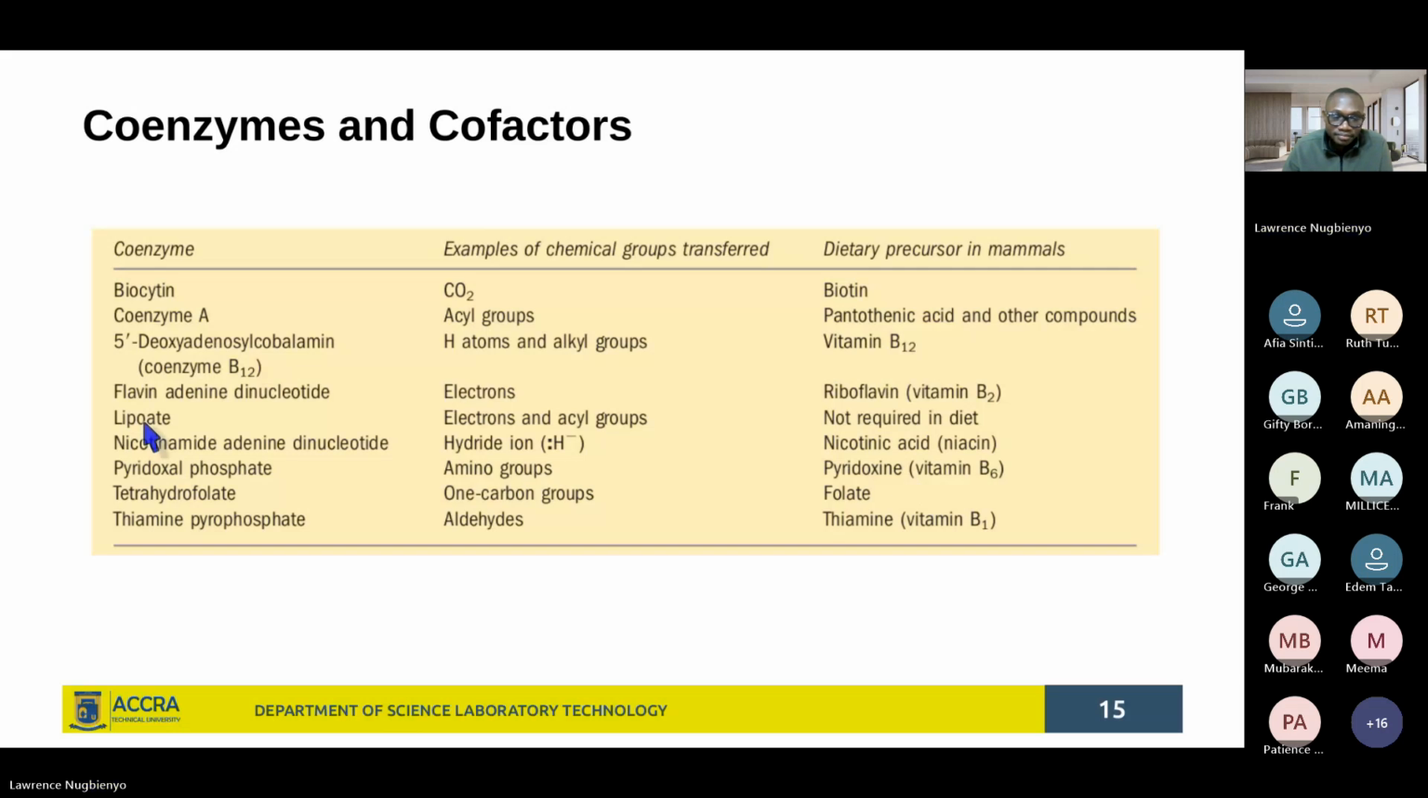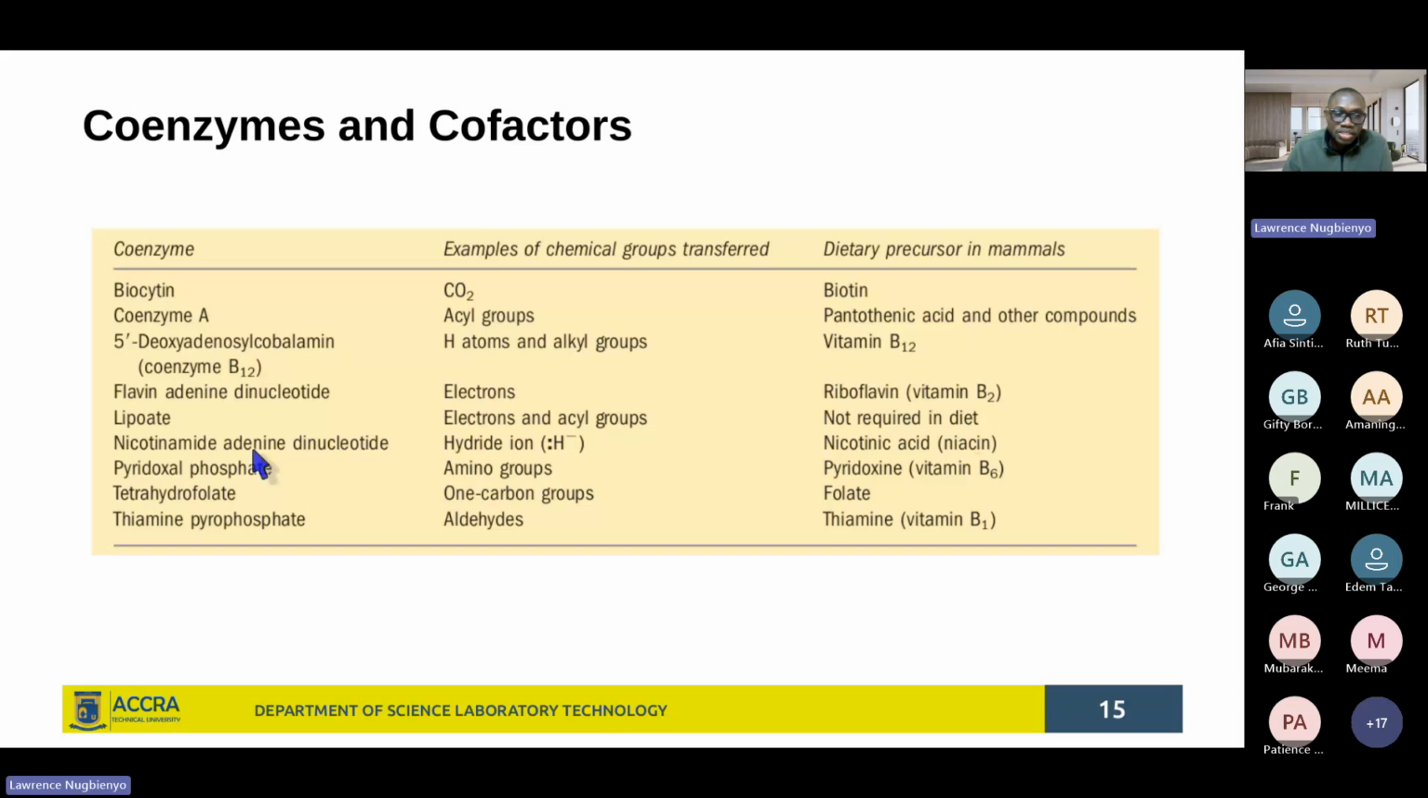Lipoic acid is also involved in electron transfer, so oxidation reduction reactions, as well as the transfer of some acetic acid residues, like these acyl groups. And these can be synthesized in the body. That's why it's here, as it's not required in the diet.